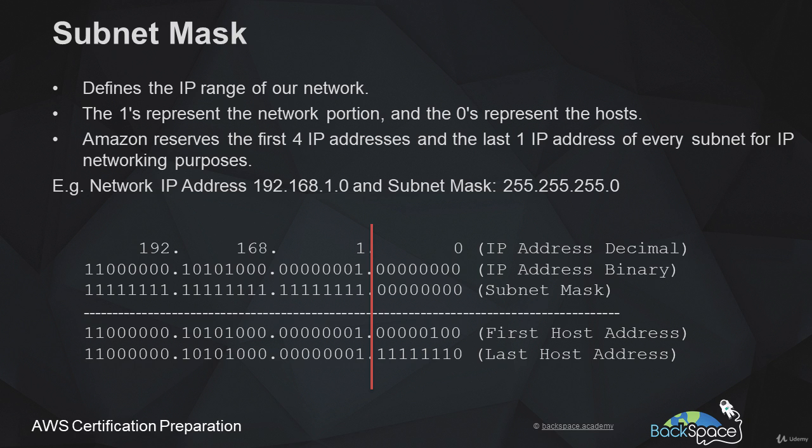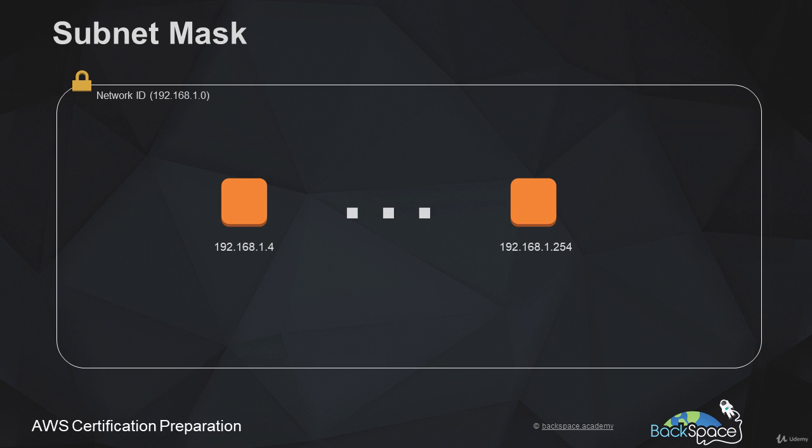If our subnet mask was 255.255.0.0, then we would have a significantly larger amount of addresses available to us within that network. Okay, so what does that look like? We've got our network ID there, which is 192.168.1.0, and then we could have instances running from 192.168.1.4 up to 192.168.1.254. So that's what it would look like for that scenario.